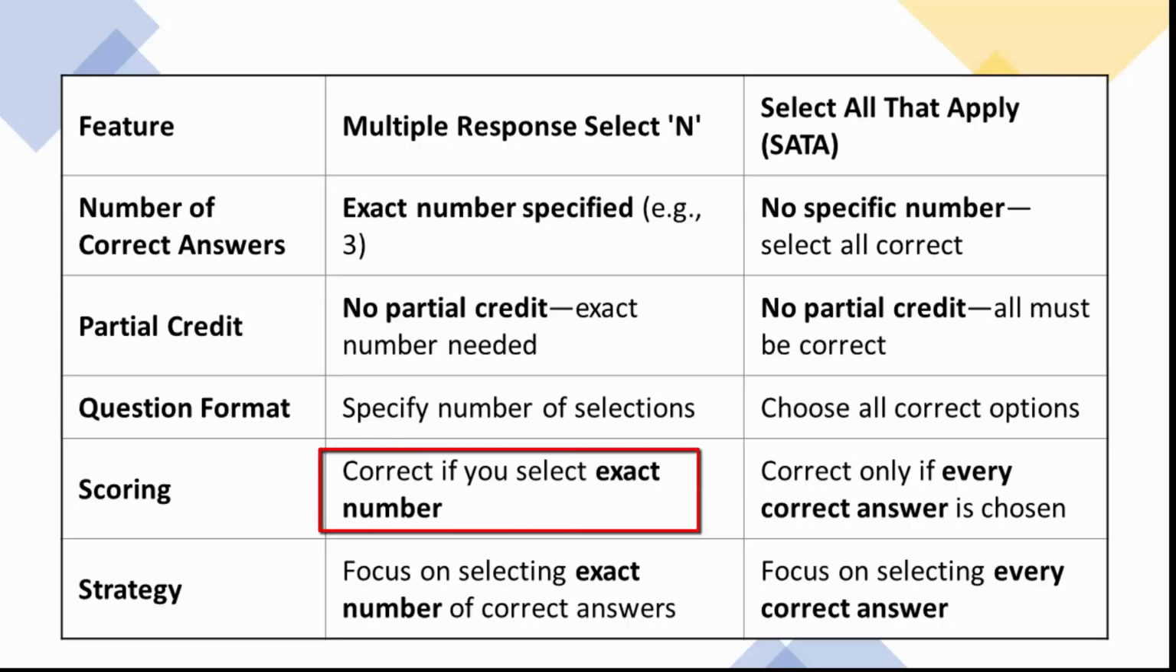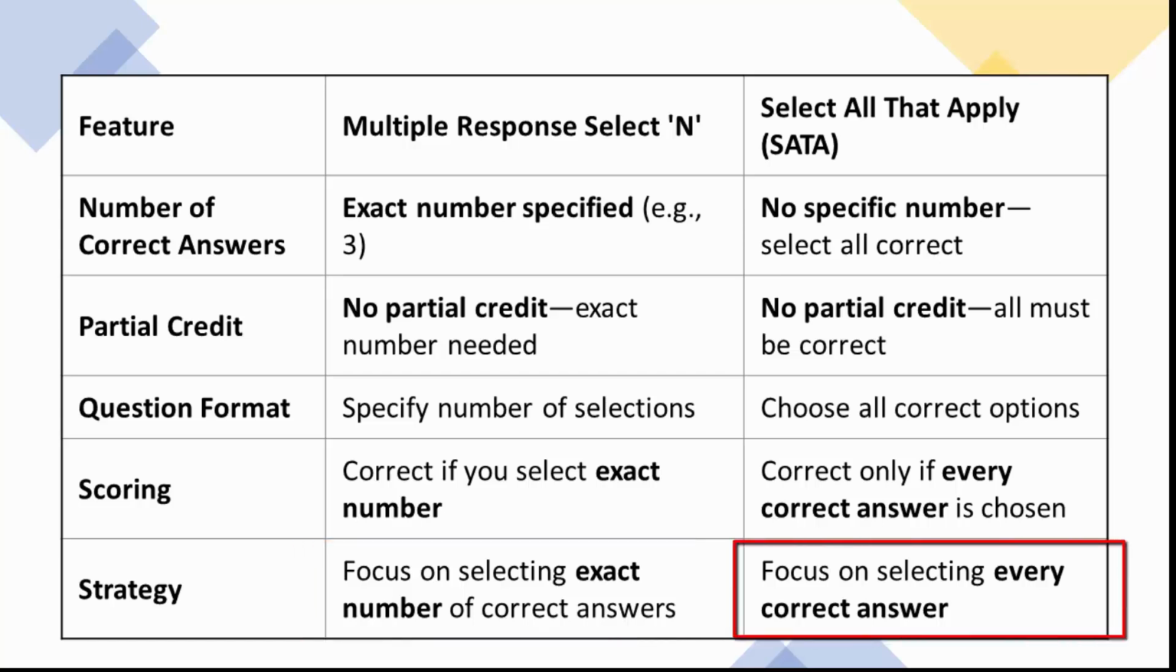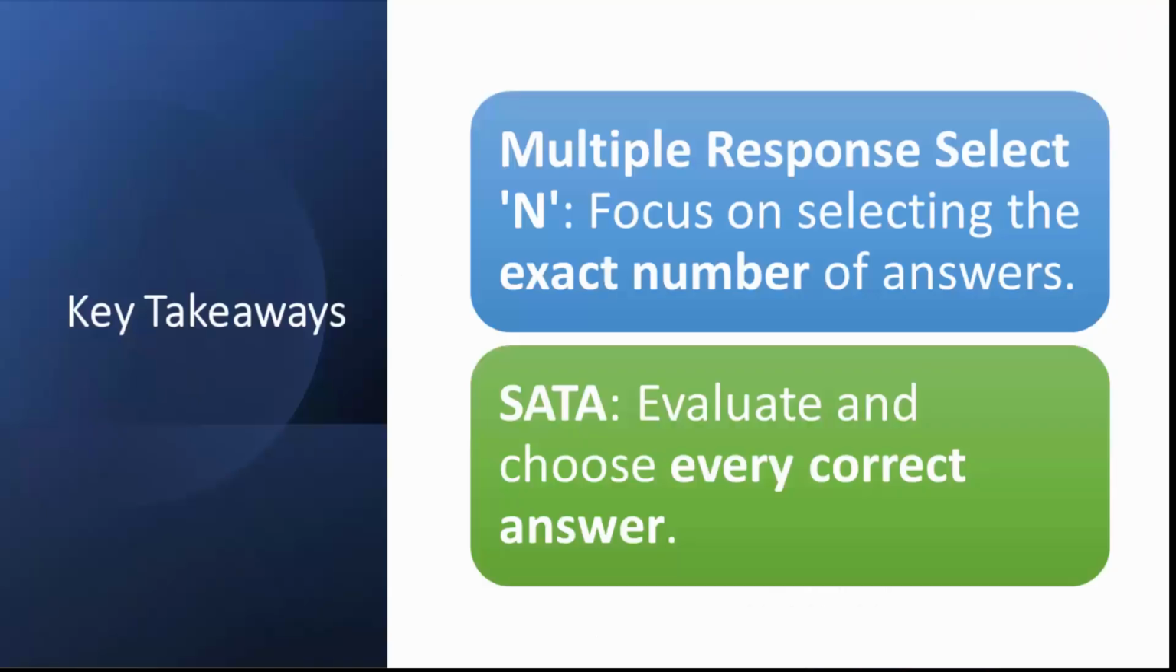Scoring. Your answer is considered correct only if you select the exact number of correct options as stated in the question. You need to select every single correct answer to be marked as correct. Missing any of them results in the question being wrong. Strategy. You need to focus on picking exactly the number of answers the question tells you. Be careful and make sure you meet that exact number. For SATA, carefully evaluate each option and make sure you select every one that is correct. Don't leave anything out.